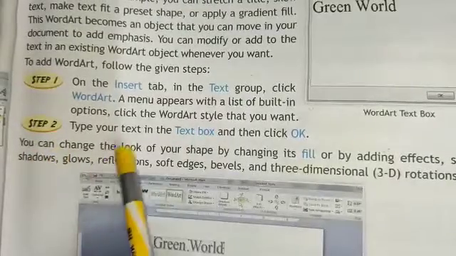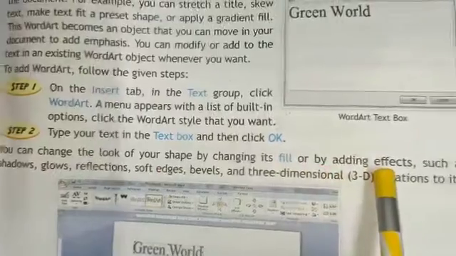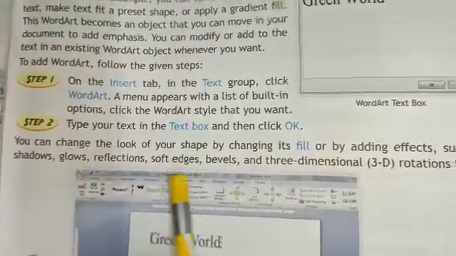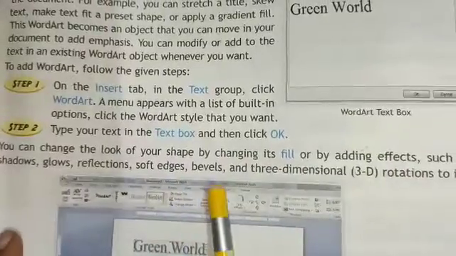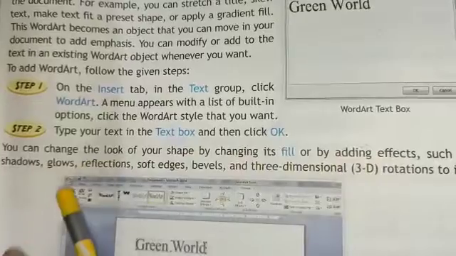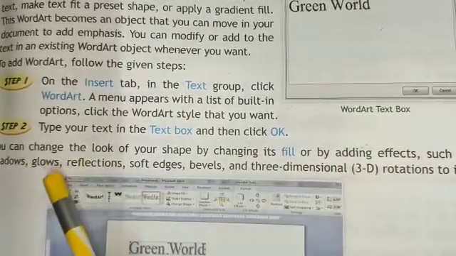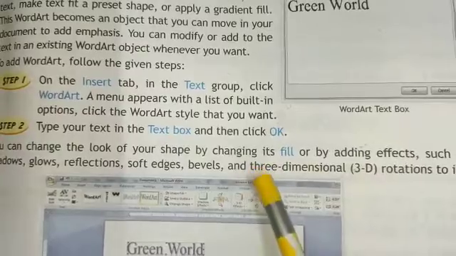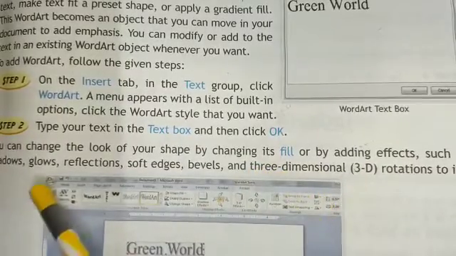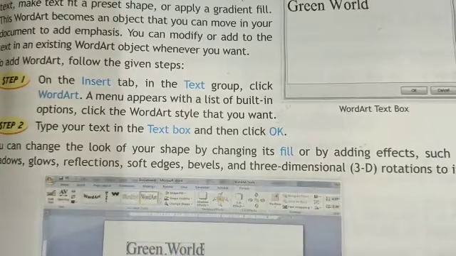You can change the look of your shape by changing its fill or by adding effects such as shadows, glows, reflections, soft edges, bevels, and three-dimensional 3D rotations to it. We can change the look of our shape by changing its fill or adding effects like shadow, glow, reflection, soft edges, bevels, and three-dimensional rotations.